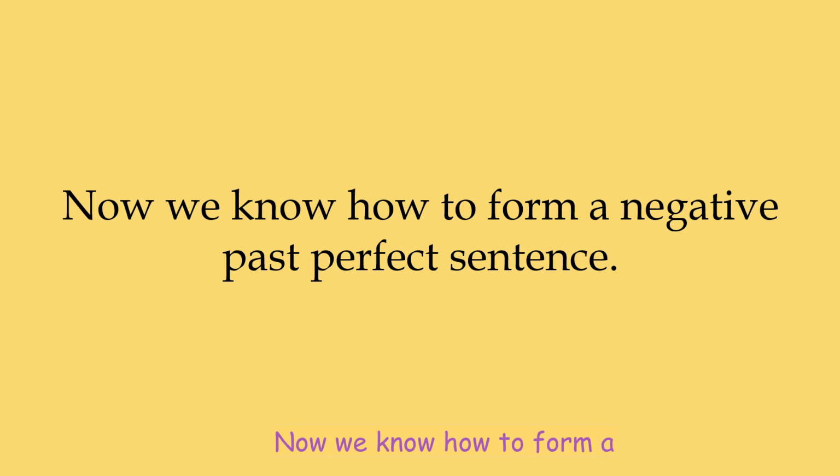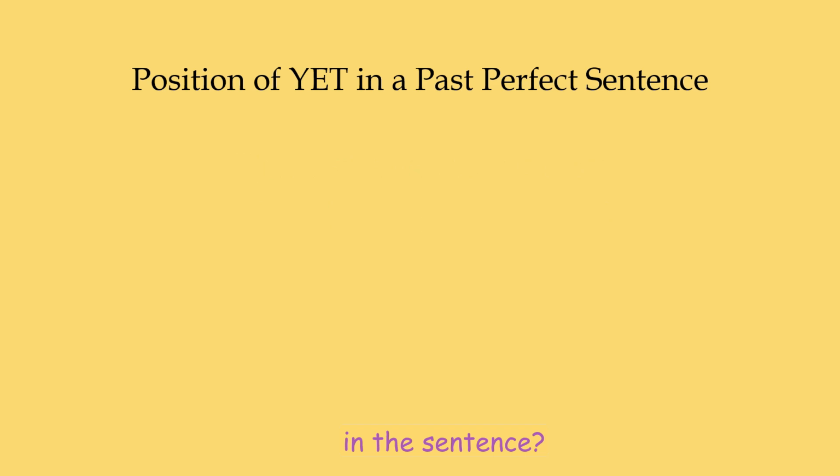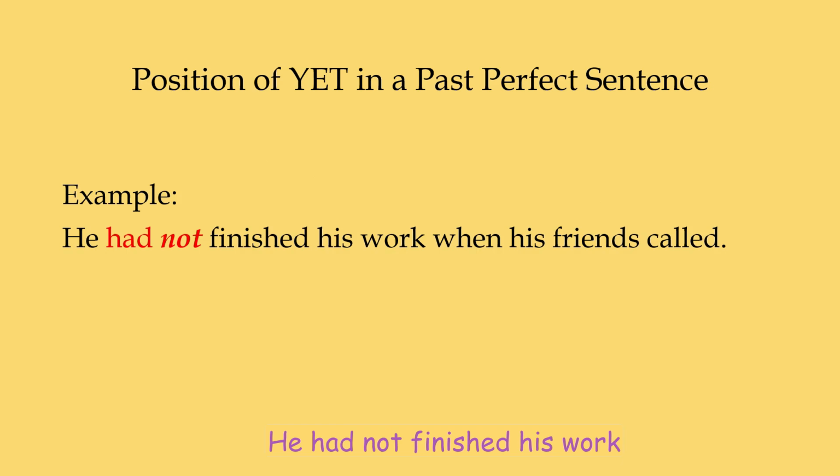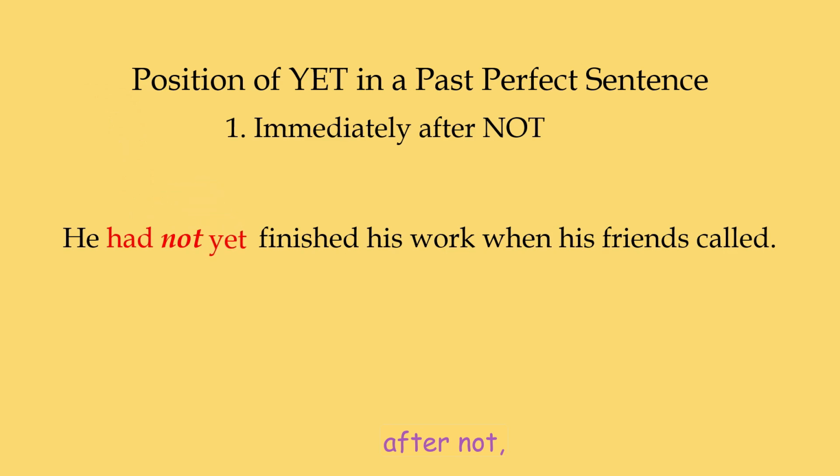Now we know how to form a negative past perfect sentence. But where do we put yet in the sentence? Here's an example. He had not finished his work when his friends called. We can put yet immediately after not. But there's another place where we can also put yet in this sentence, so it can go in two places.